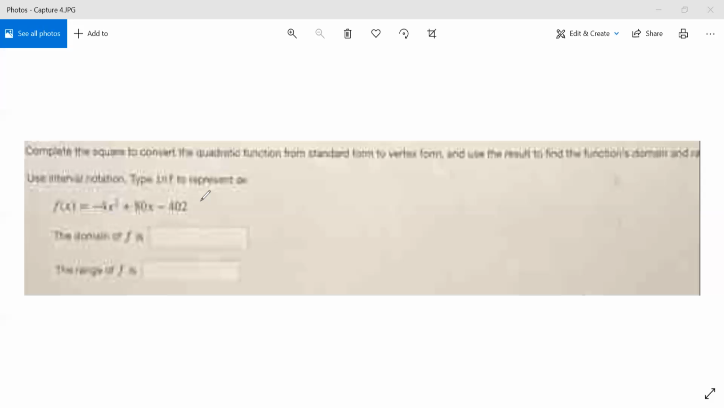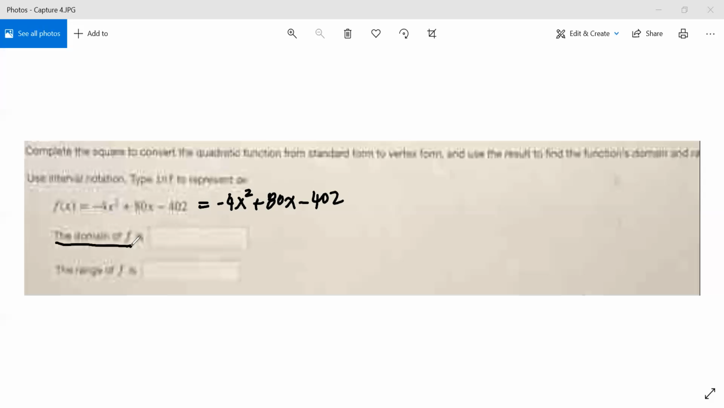But I'm just going to guess it, and you can actually correct the numbers and follow the same steps that I am using in the problem. So as I'm seeing, this is negative 4x squared plus 80x minus 402. That's my guess. Okay. Now the first question is the domain.